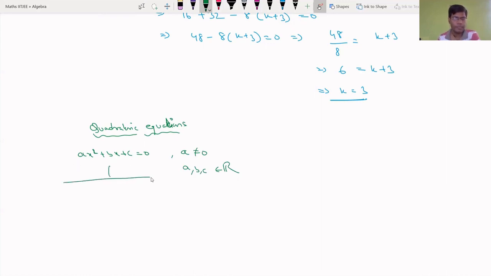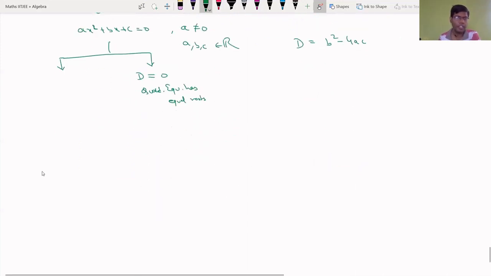So in this case, we have two cases. There is something called d, which is called the discriminant, which is b square minus 4ac. If this discriminant d is equal to 0, then we say the quadratic equation has equal roots. So when the discriminant becomes equal to 0, it has equal roots.